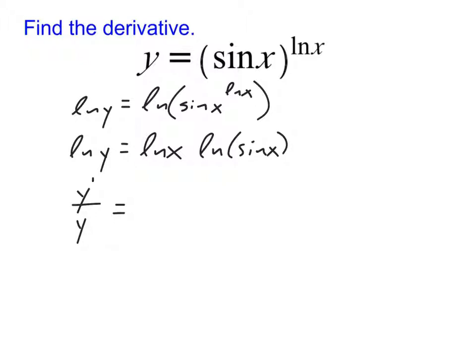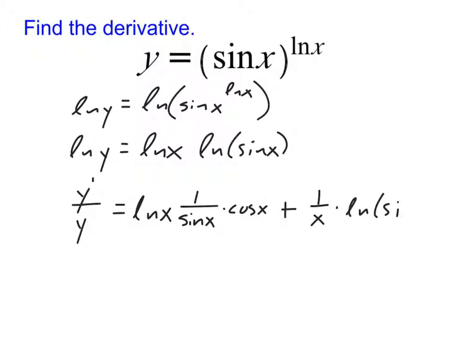So I'm going to do original times derivative. That's going to be natural log of x times the derivative of natural log of sine x. Now, natural log of sine x, that's your chain rule part. So it's going to be 1 over whatever's inside the natural log, so that's 1 over sine of x times the derivative of sine of x, which is cosine of x. Plus derivative times original, so 1 over x times the natural log of sine of x. I think I got it.